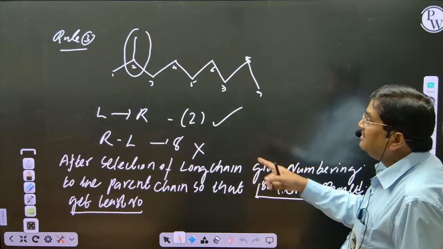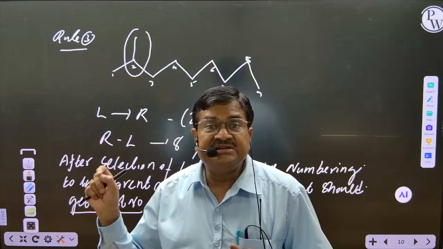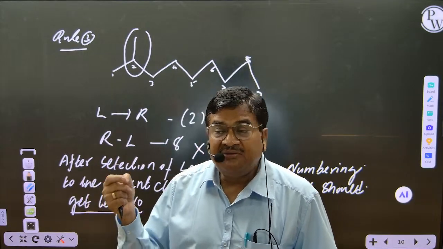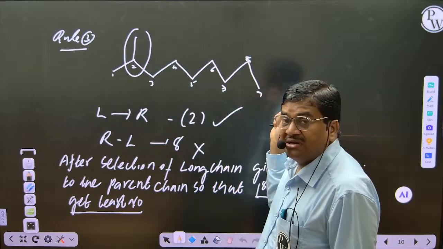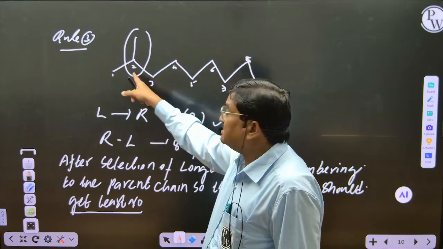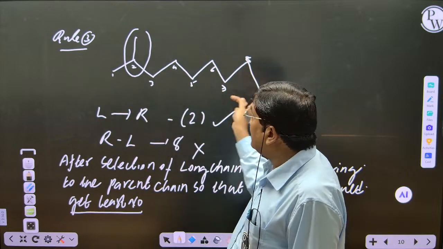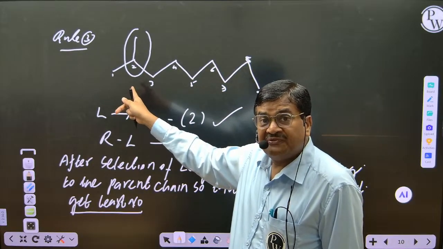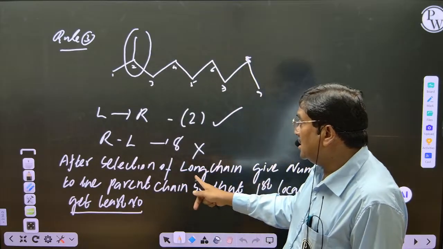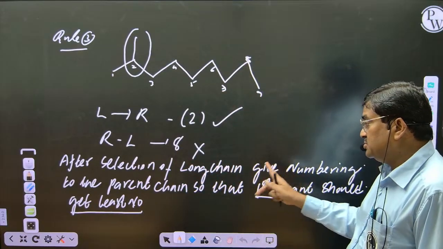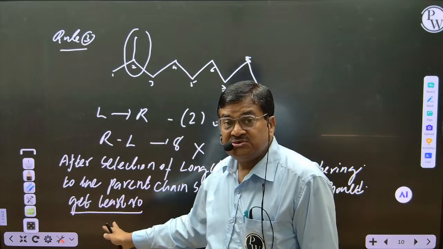And rule 3, we discussed that after selection of long chain, you have to give numbering to the parent chain. Numbering can be done anyway, but first locant. What is meant by first locant? The substituent should get the least number. See, if I go from left to right, this number is coming 2. But if I go from right to left, the number comes more. So first locant should get the least number, such that numbering should be done. That's what here we wrote. After selection of long chain, give numbering to the parent chain so that the first locant should get the least number. This is rule 3 we discussed.